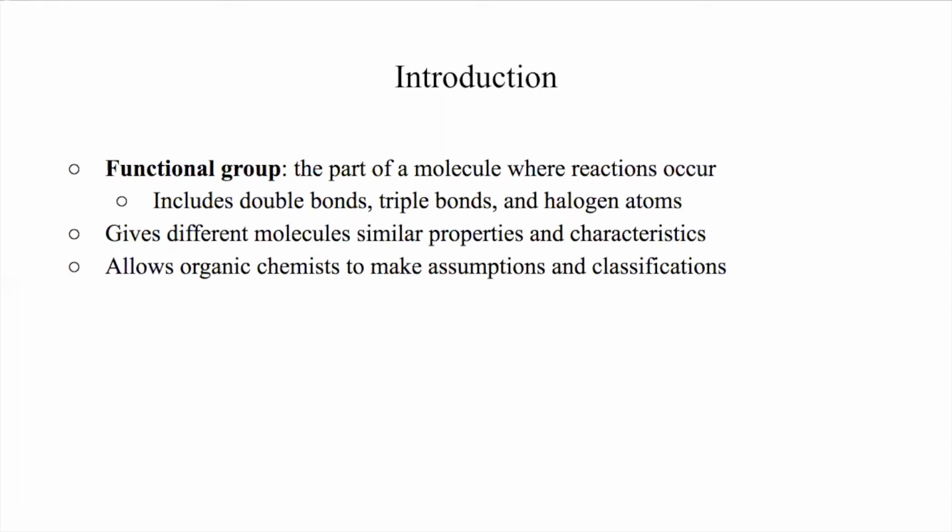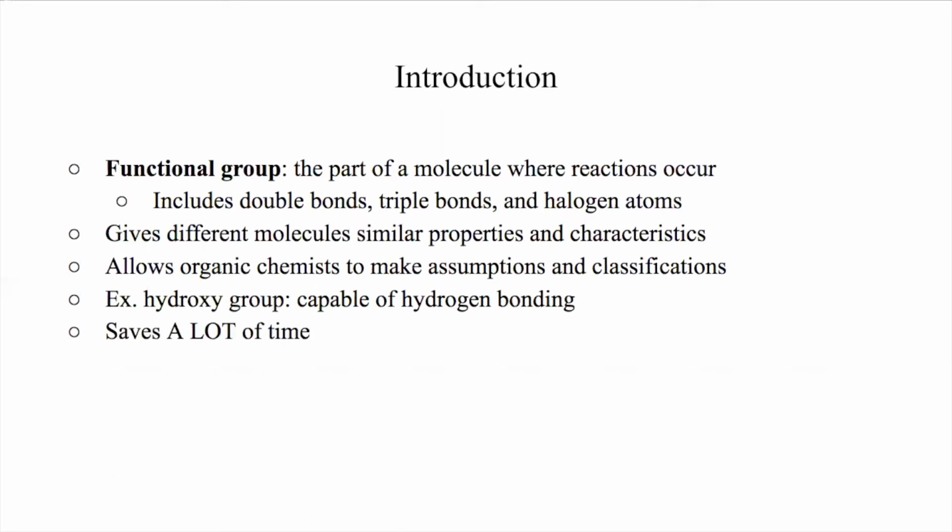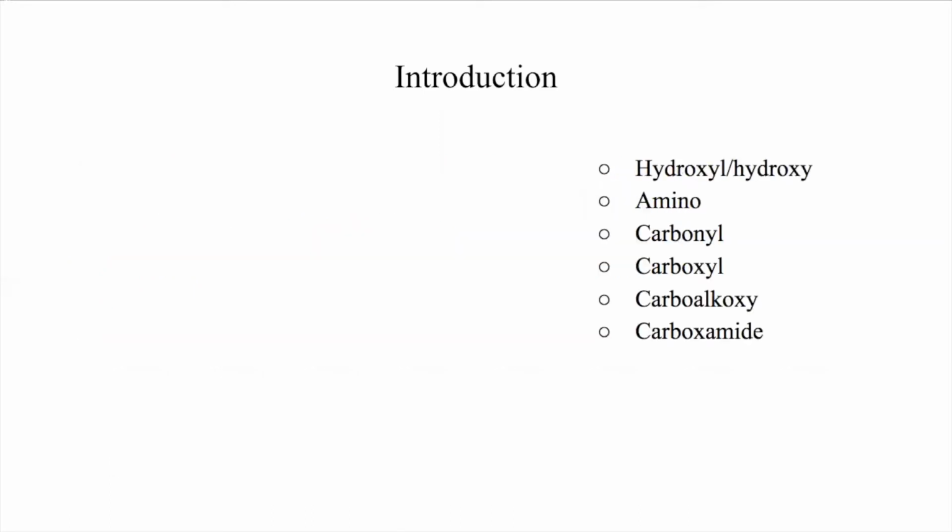This is very useful because it allows organic chemists to make assumptions and classifications based on a molecule's functional groups. For example, if you see a hydroxyl group, shown here, then you know that part of the molecule is capable of hydrogen bonding. Not only does this save a lot of time, it is also very important for biochemistry, when molecules can include hundreds of atoms. Here is a list of all the functional groups we'll cover in this video.